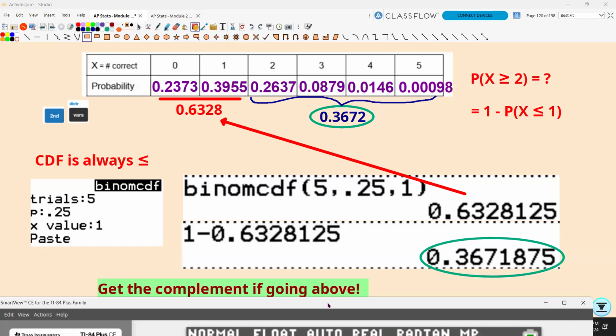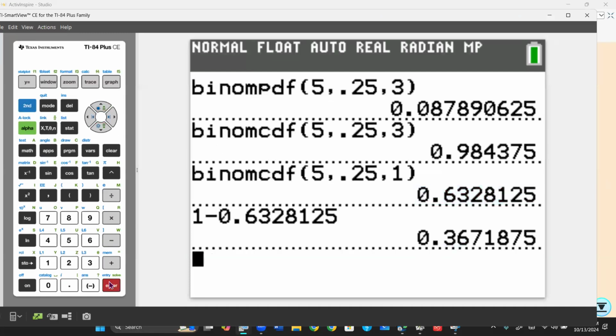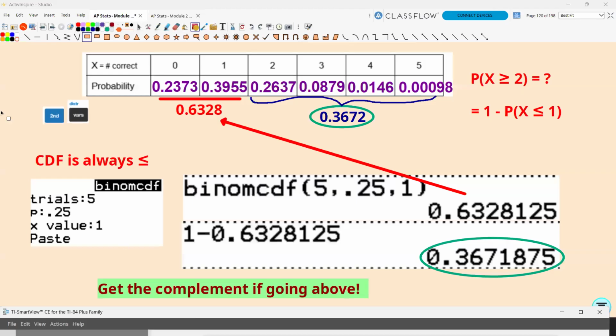So always subtract that now from 1 because we want to go above it in this case. So the probability of getting 2 or more is the complement of getting the probability of getting 1 or less. So that 0.367 is going to be your final answer here because we have to go back and answer the question, subtract it from 1 and do what's 2 or more.